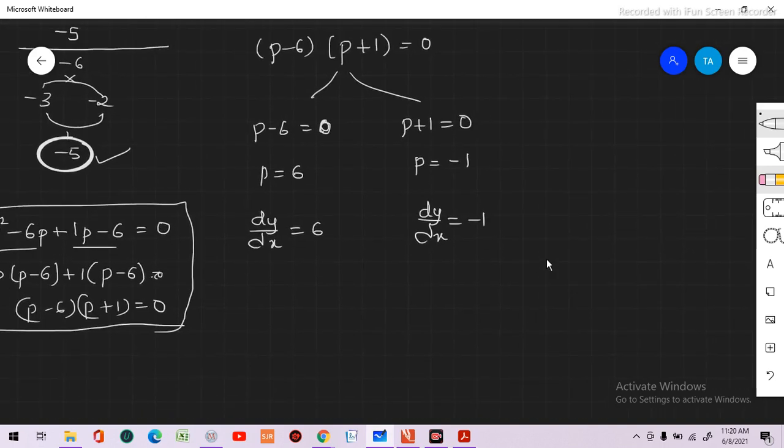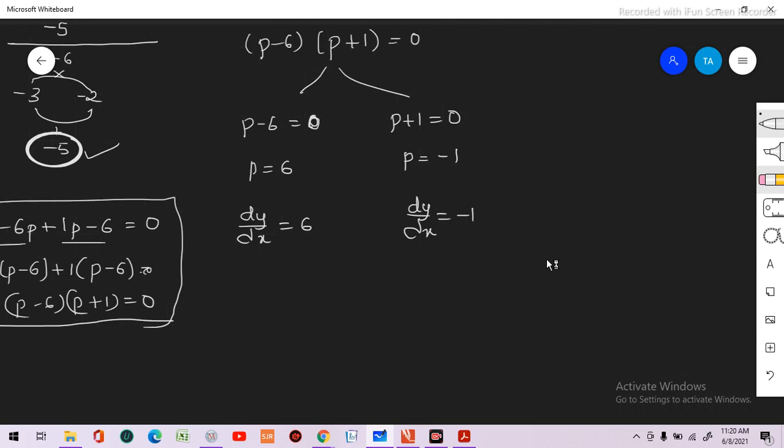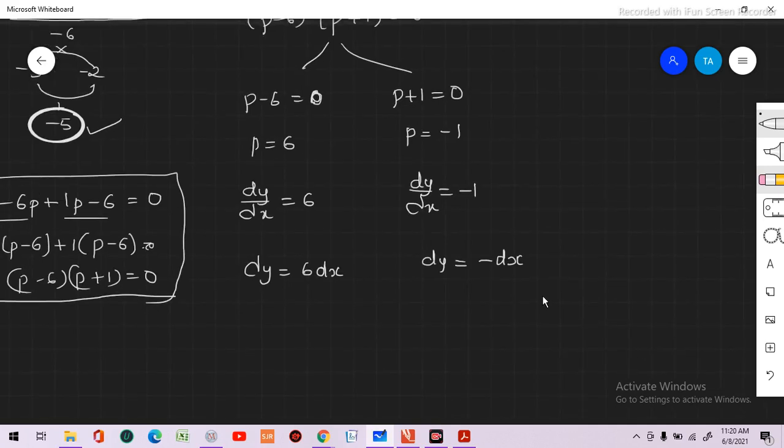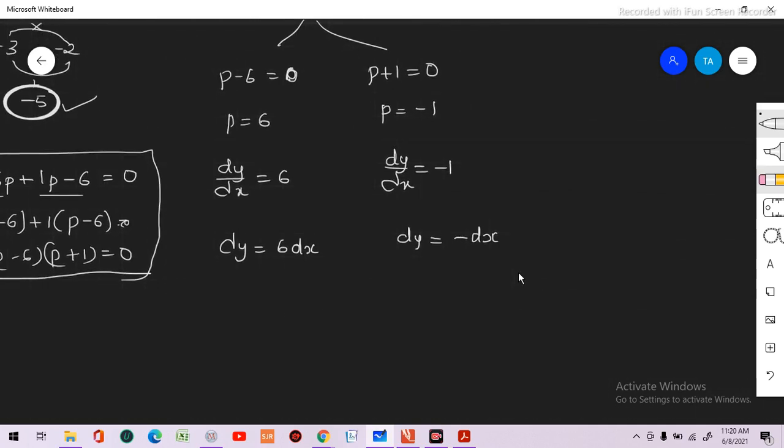Okay, now what do we do? We will solve for y. Can I write like this? So this is one more method, we call it separation of variables, that you will learn in your higher classes, but still we can make use of that. dy by dx is equal to 6 dx. Now if I want to solve for y, how can I solve? By integration, sir. Very good, by integrating both sides.